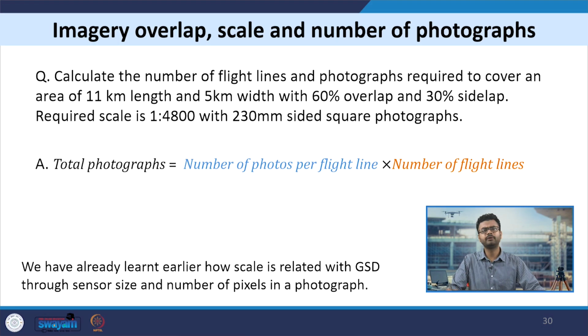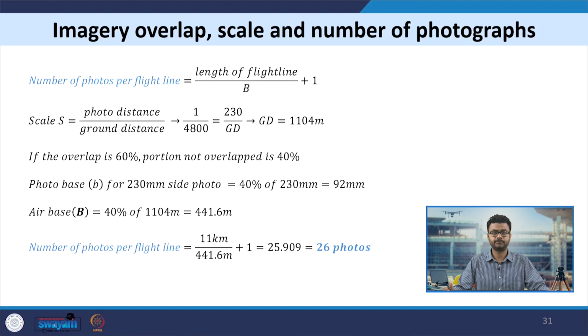So total photographs is number of photos per flight line times number of flight lines. So number of photos per flight line, as we just saw, is length of the flight line divided by the airbase, plus 1. So the length of the flight line we already know is 11 km.